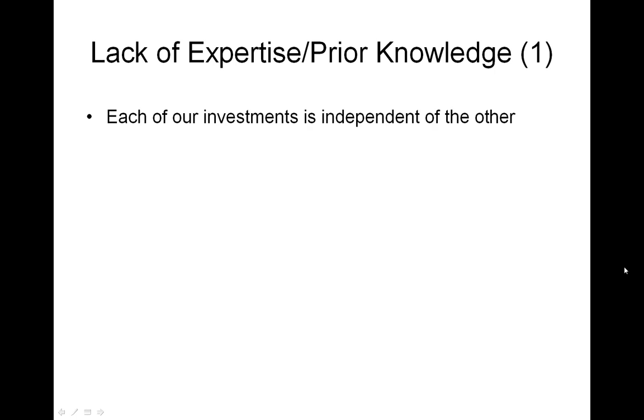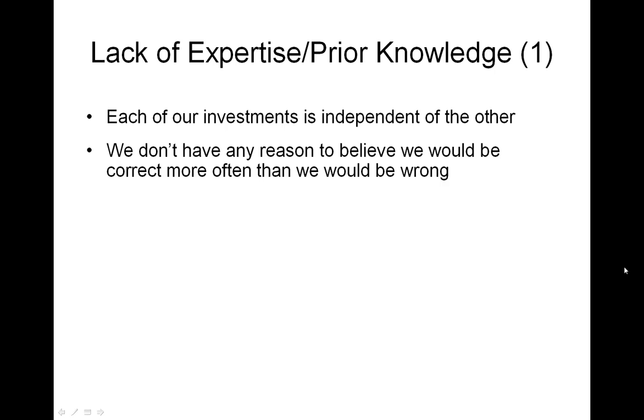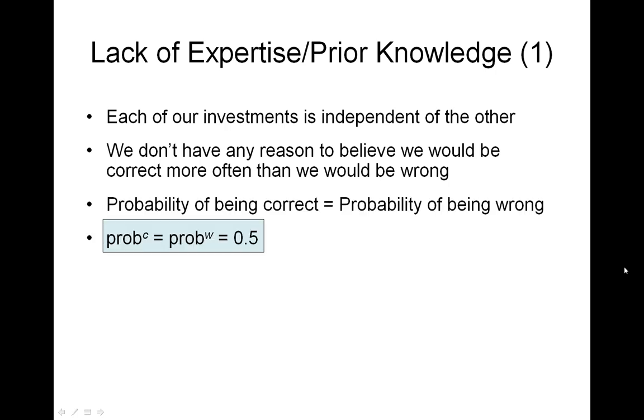So let's assume that we have no expertise or very little prior knowledge in binary option trading, which is to say that each of our investments is independent of the other. We don't have any reason to believe that we would be correct more often than we would be wrong, and we don't have the ability to leverage a bad investment to subsequently make a good investment. In such a scenario, it's safe to say that the probability of being correct is equal to the probability of being wrong, and that they're both equal to half.